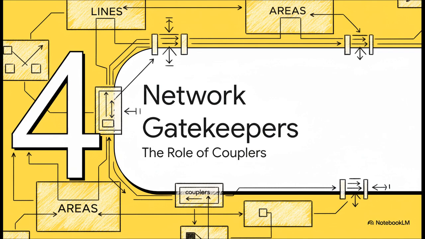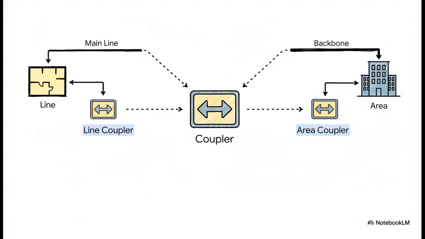But how do they talk to each other without just flooding the entire system with noise? For that, we need to meet the gatekeepers. These are the unsung heroes of any stable KNX network, the couplers. There are two main jobs here. A line coupler connects a regular line, our floor, to the main line for that area. An area coupler connects the entire area, our building, to the main backbone.